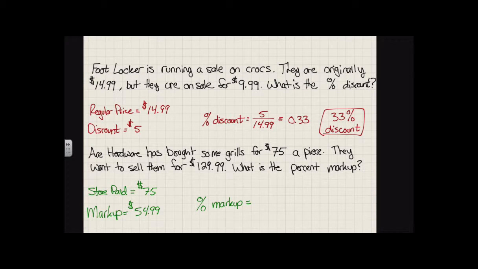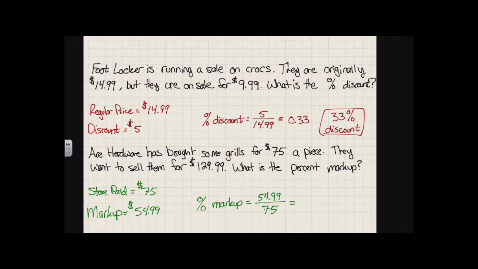Okay, and how would I go about solving this? What would I put where? Erica, what am I going to do? I've obviously got to create a fraction. What's going to go on top? What's going to go on the bottom? Oh, yeah, that's right. $54.99 on top. Very good. And what's going to go on the bottom, Erica? 75. Okay, and when I do that, what do I get as a decimal?